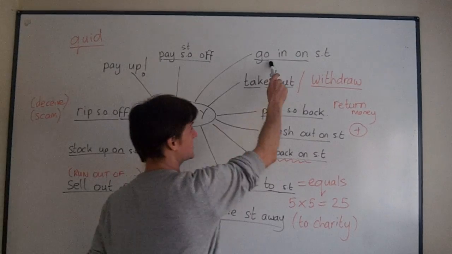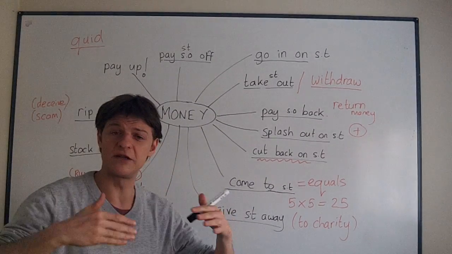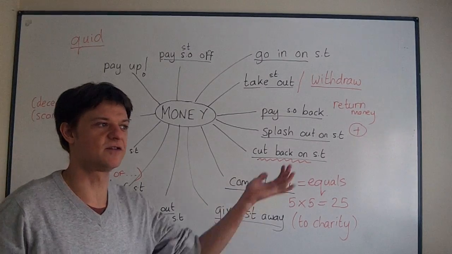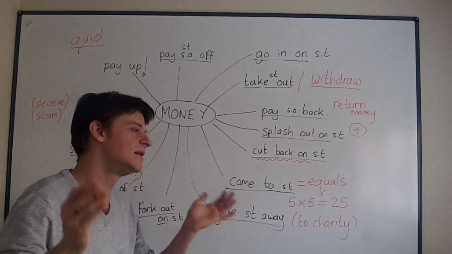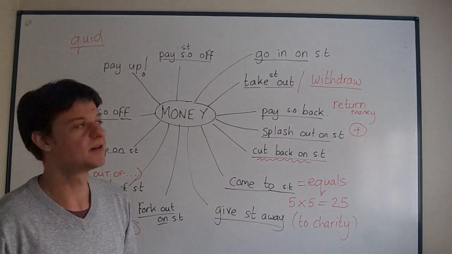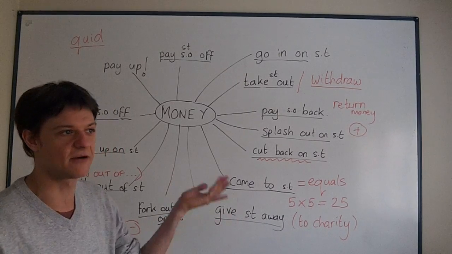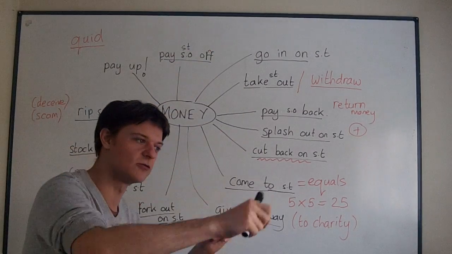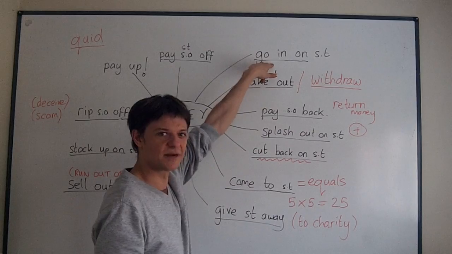Okay, last one which I'll talk about today. Go in on something. This is used for when you share the price. If you say to your friends, you're sitting at your friend's house and there are 10 of you, and you say, I know, let's go in on some pizzas. It means let's all buy the pizzas. Let's all put in £5 or £10 and we'll have a lot of pizzas and we'll all share them. So go in on means share the price of something.